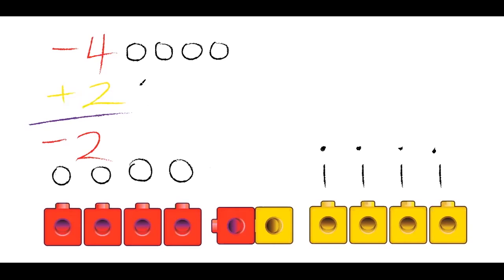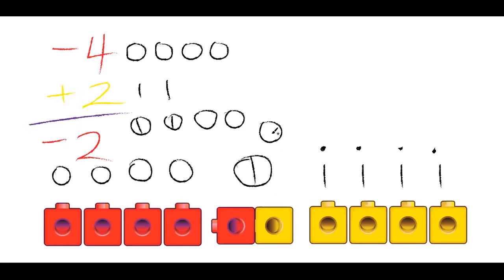Then you have +2, which would be represented like this. So then when you combine them all, you have -4, +2. This symbol right here represents 0. It's either this one or a circle around a dot represents 0.